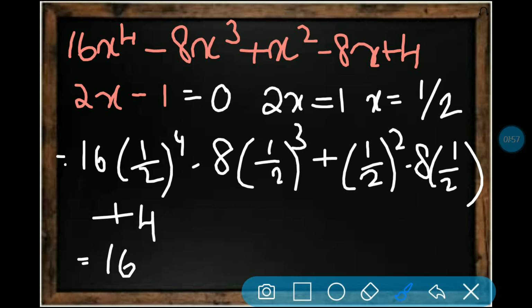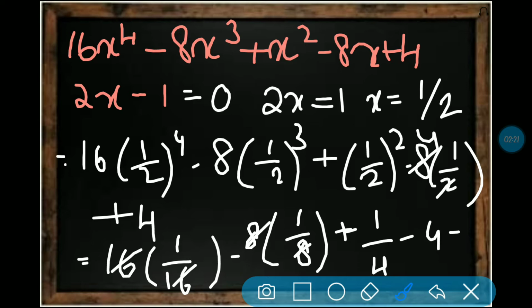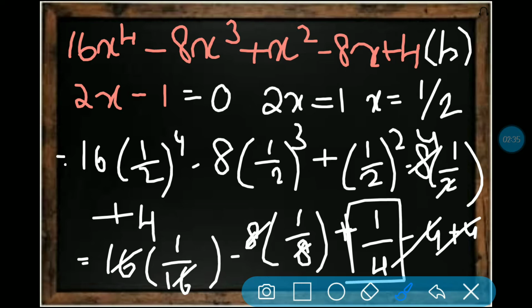16 into 1 power 4 is already 1 only, and 2 power 4 is 16. So 16 gets cancelled. Then cube, 8, 1 by 8. So this 8 also will get cancelled. 1 by 4 minus, so here only I will write 4 minus 4 plus 4, cancel it, 0, that's it. So now what is left out? We have only 1 by 4 left here in the equation. That's it, that's the answer. Option B. Over. Okay, very simple question actually.